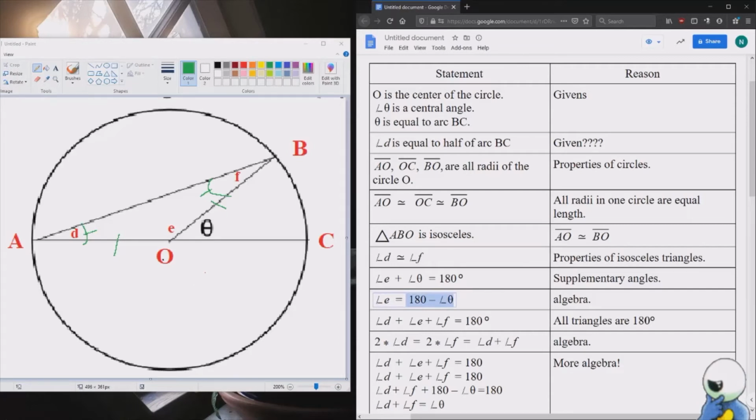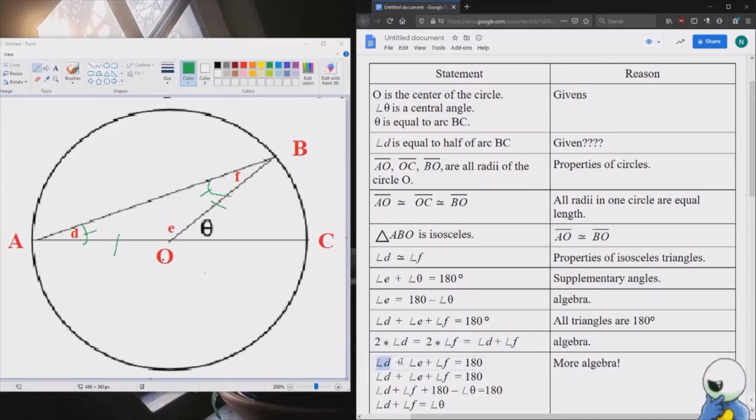Well, what do we know about triangles? We know all three angles add up to 180, so that means D, E, and F will be 180 degrees total. And some more algebra. If we add D and F, it would be the same thing as multiplying one of them by 2 because they're equal. They're equal parts, so they'd make an equal whole.